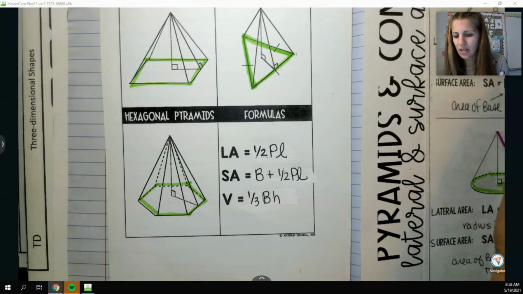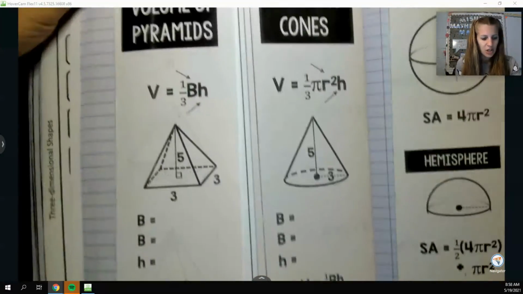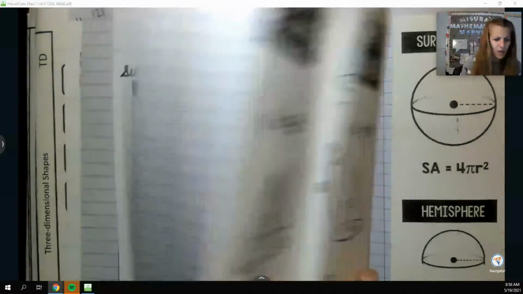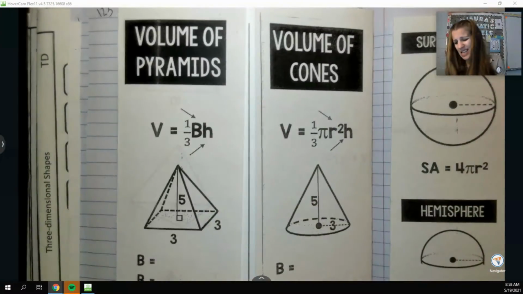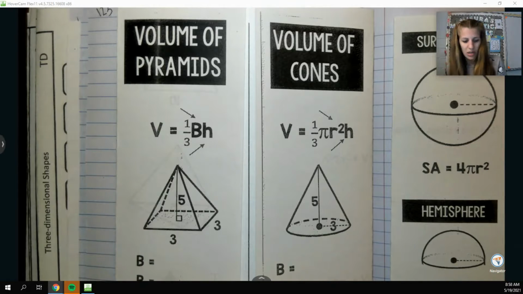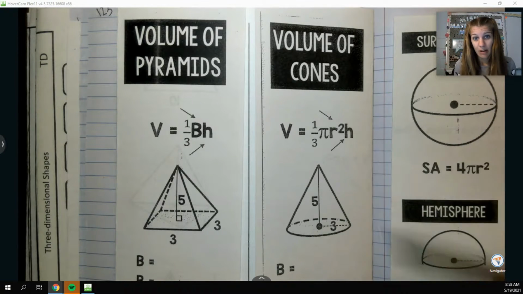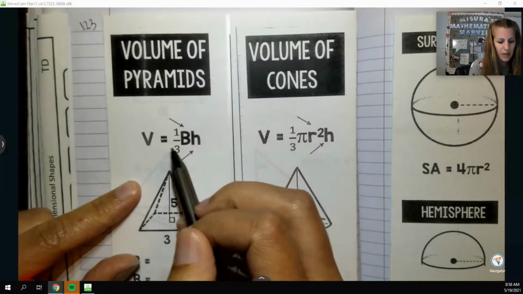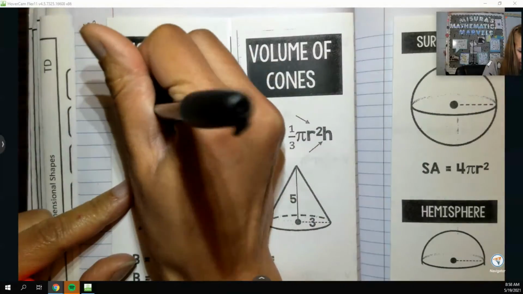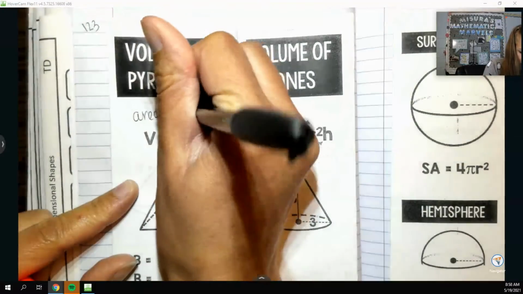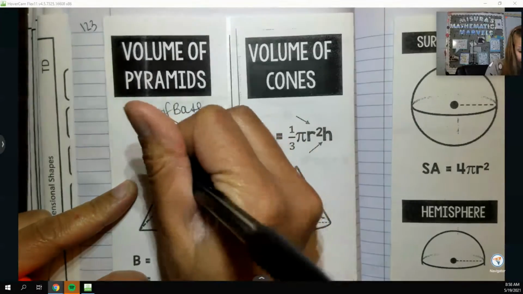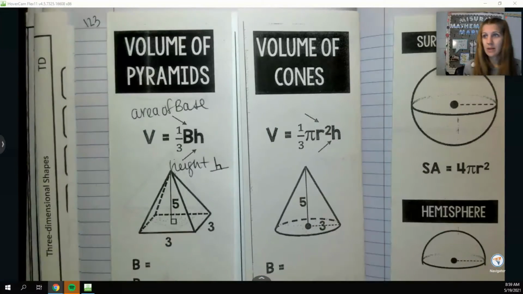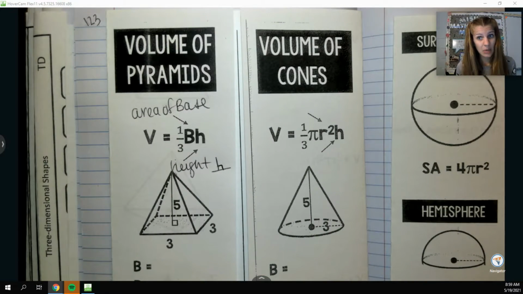So now if we jump to page 123 here, let's talk about finding the volume of pyramids and cones. Now the thing is, a pyramid and a cone are kind of the same thing. We're just specifying a base. When it's a cone, it's a circular base. So our formula here, we have volume equals 1/3 area of the base times the true height. So when we're talking true height, we're talking about a perpendicular one, not a slanty one.